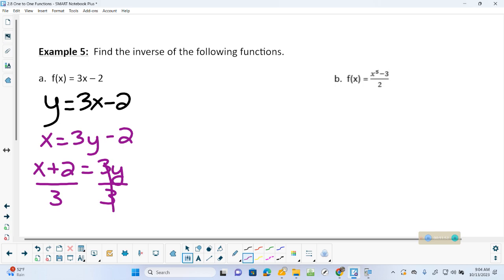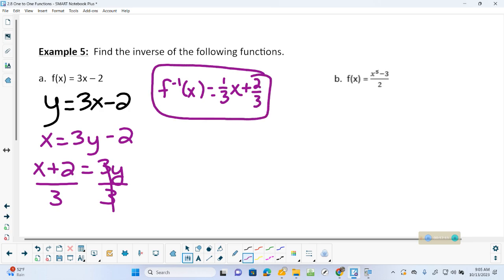Now, I don't care if you split this up and put it 1/3 x plus 2/3. If you leave it, it doesn't matter. But for my final answer, I'm going to write it pretty. I'm going to say, okay, f inverse, I'm going to split it up. I'm going to make it 1/3 x plus 2/3. That is as challenging as it gets to make the inverse.